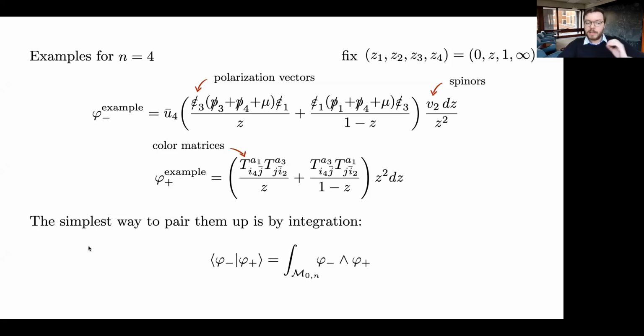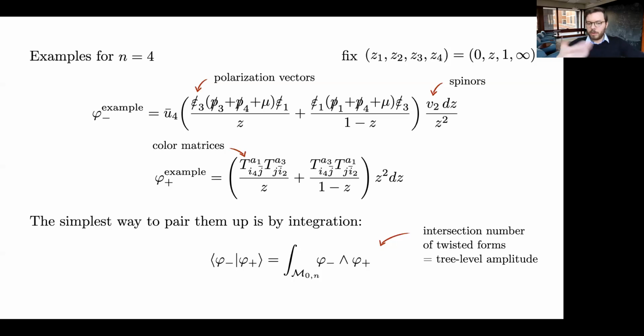Okay? So the simplest way we can do it is simply to pair them up by integration. So we're going to wedge together these two forms and then integrate over the moduli space in an appropriate sense. This will give us some numbers, and we call those intersection numbers of these two twisted forms. And what we've been exploring for the past couple of years is the fact that these forms give us some tree-level amplitudes in various theories. So let's see how this works for these examples.